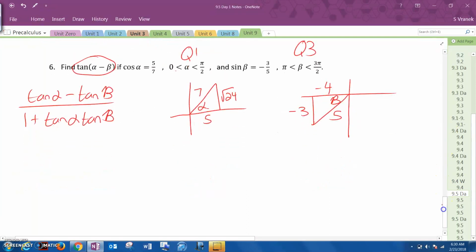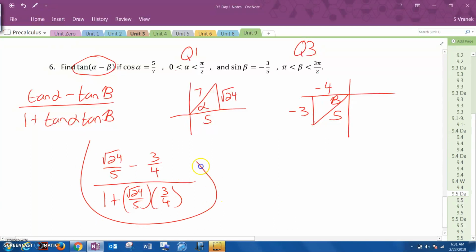Once you have the triangles, you're just subbing the values in. So tangent of alpha is root 24 over 5. Minus tangent of beta is 3 over 4, because the negatives cancel. All over 1 plus tangent of alpha, which is root 24. We already know these, actually. I don't need to keep going back to the triangle. And then 3/4. Okay, so for right now, we're just going to stop there because of the time, and you can just say that's what it is.